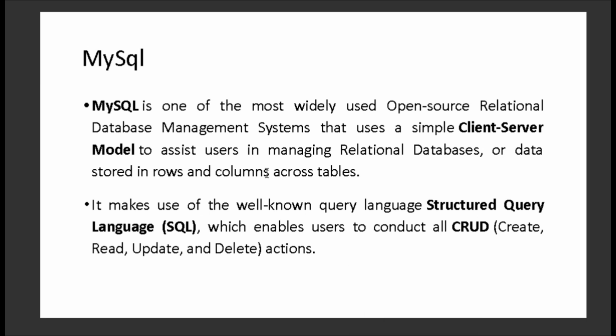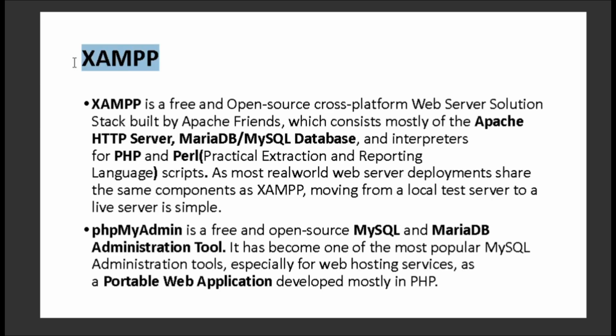As we are using XAMPP, it is important to know the information about it. Firstly, I will expand XAMPP. Its full form is: X means cross-platform, A means Apache, M means MySQL, the database, P means PHP, the scripting language, and the last P is for Perl. It is another scripting language.